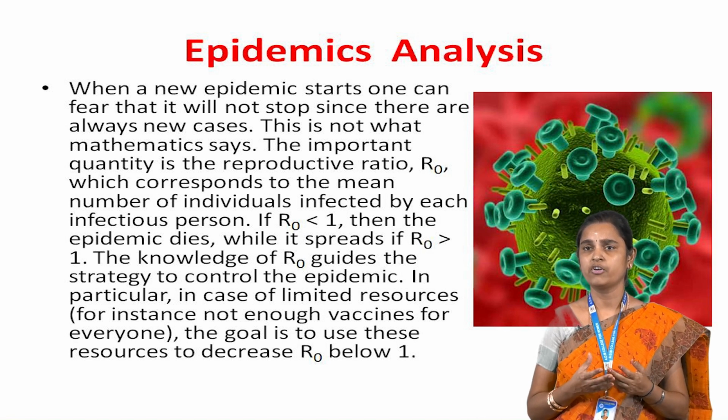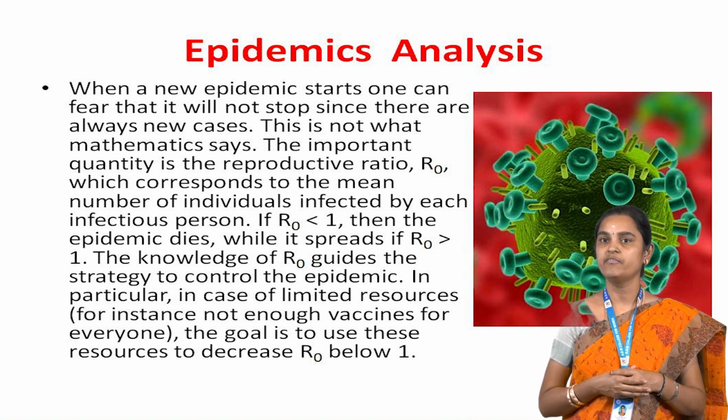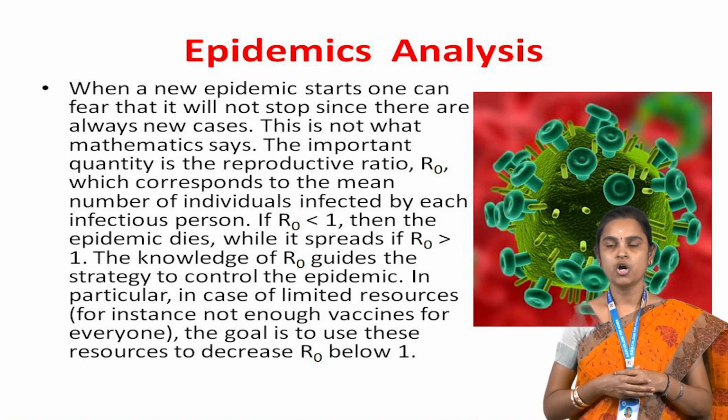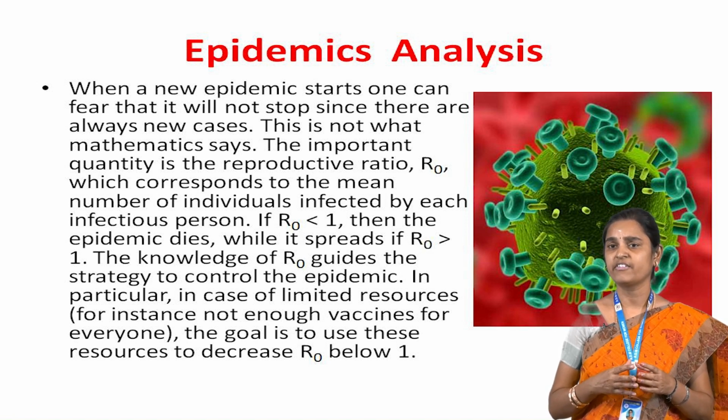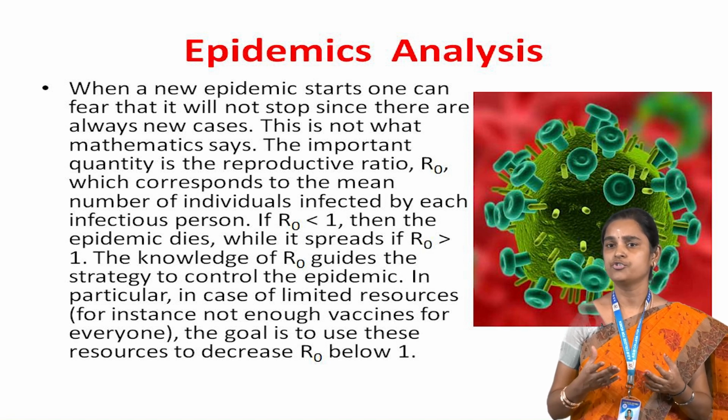As we have come across the pandemic corona, we can see how mathematics is used in epidemic analysis. When a new epidemic starts, one can fear that it will not stop since there are always new cases. It is not what mathematics says. From the value of R naught, we can come to a conclusion whether to give enough vaccine or to stop the vaccine.